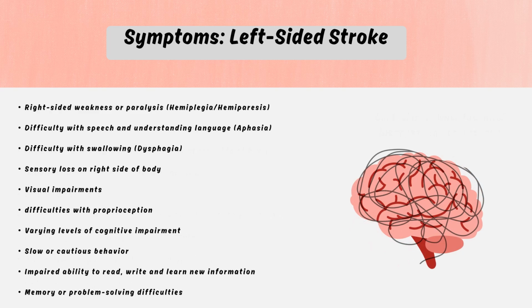In contrast to a right-sided stroke, a left-sided stroke impacts the right side of the body and typically has more severe symptoms associated with it. A few of the general symptoms individuals experience with a left-sided stroke are right-sided weakness or paralysis, difficulty with speech and understanding language, difficulty with swallowing, sensory loss on the right side of the body, visual impairments, difficulties with proprioception, varying levels of cognitive impairment, slow or cautious behavior, impaired ability to read, write, and learn new information, and memory or problem-solving difficulties.